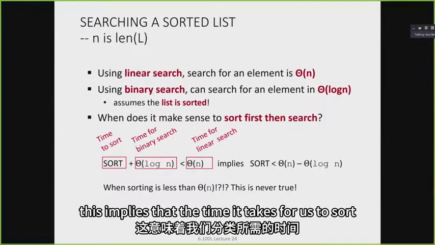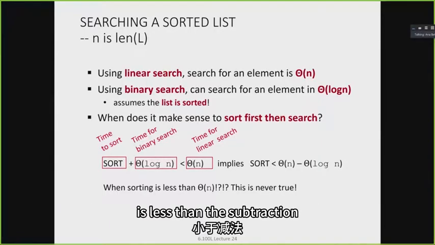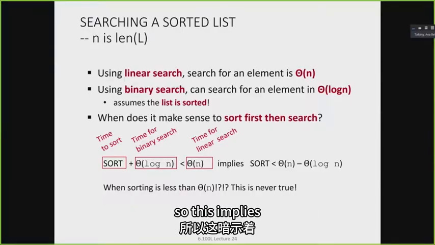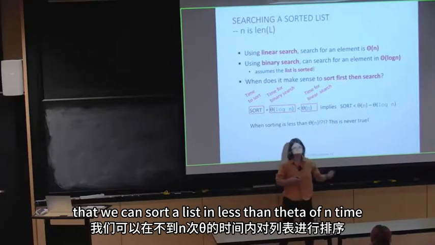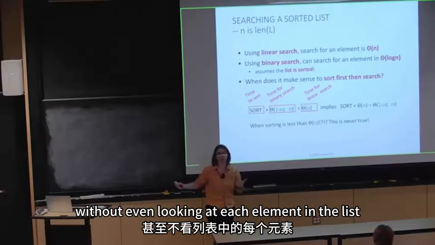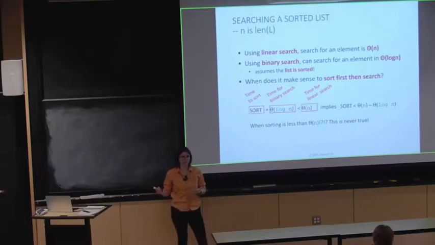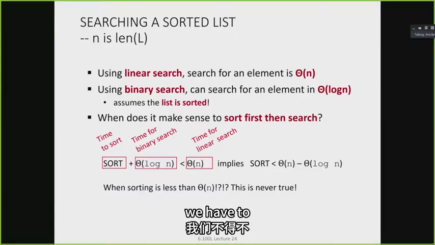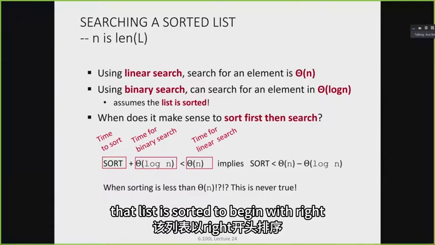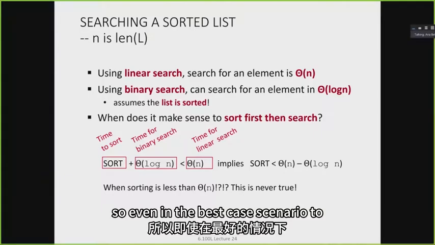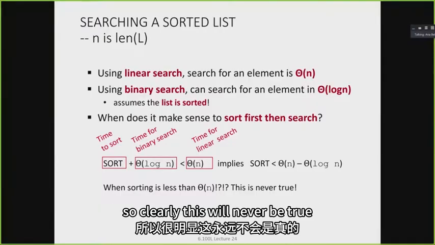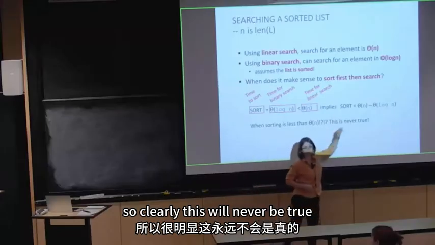This implies that the time it takes for us to sort is less than this subtraction, so theta of n minus theta of log n. So this implies that we can sort a list in less than theta of n time. That means we can sort a list without even looking at each element in the list. And that's not possible, right? We have to at least go through each element in the list one at a time to determine that that list is sorted to begin with. So even in the best case scenario, to sort a list, that's going to be theta of n time. So clearly, this will never be true.